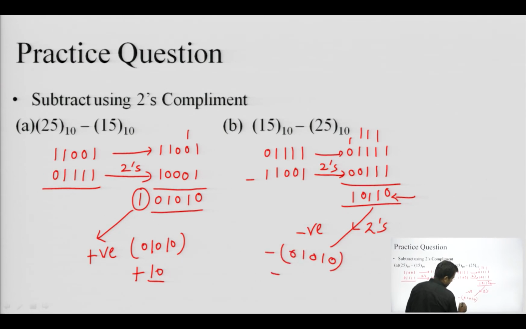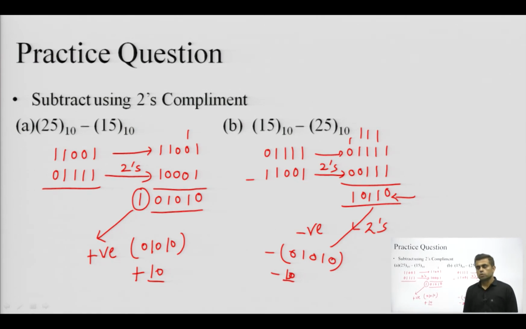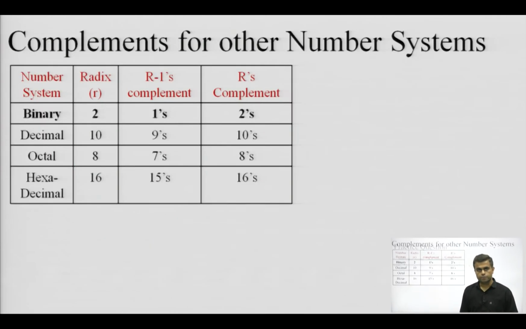So, you can check that it is equivalent to minus 10. So, 15 minus 25 you are getting minus 10. In this way we have performed subtraction using 1's complement and 2's complement.